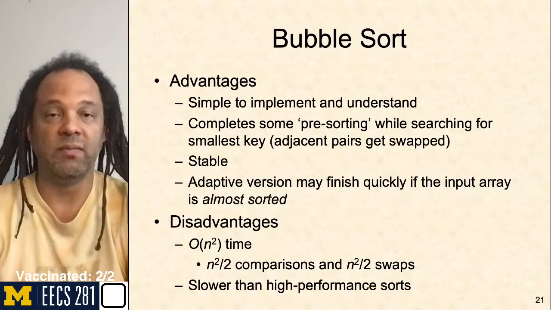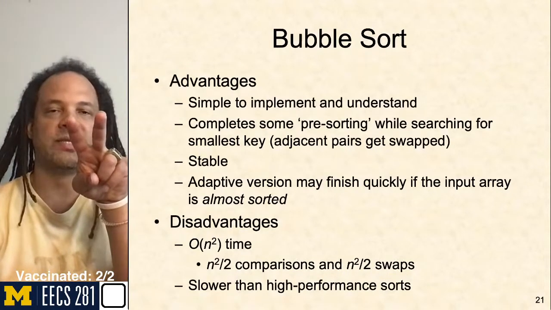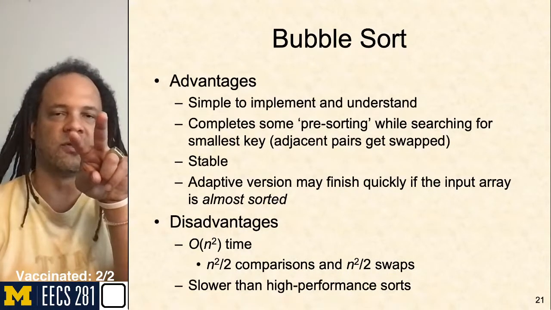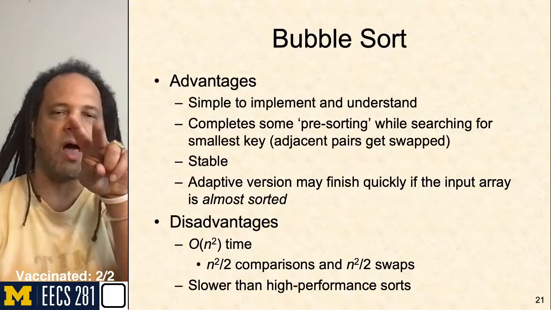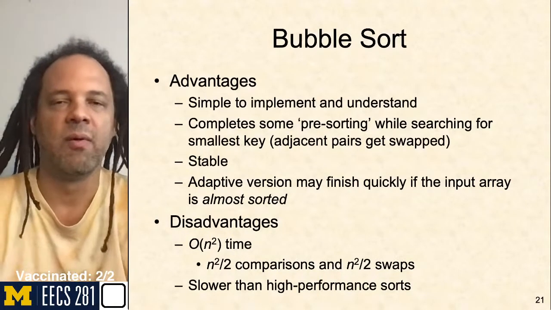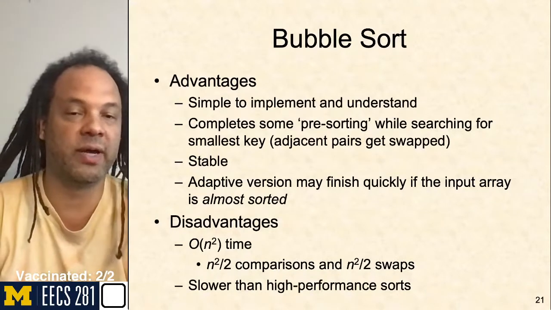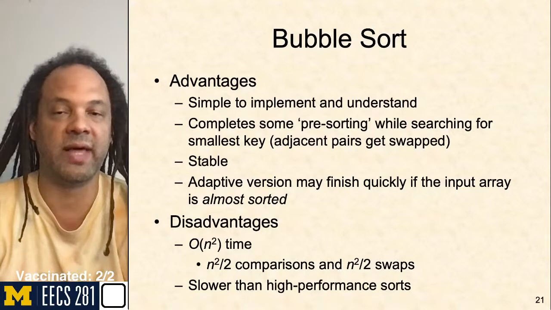It's also stable, which is great. As we look at two 3s, I have no reason to swap them because the first 3 is not smaller than the second 3, so they just get skipped. So things that are previously sorted stay previously sorted. The adaptive version can finish quickly if the input array is almost sorted, so that's an advantage there.